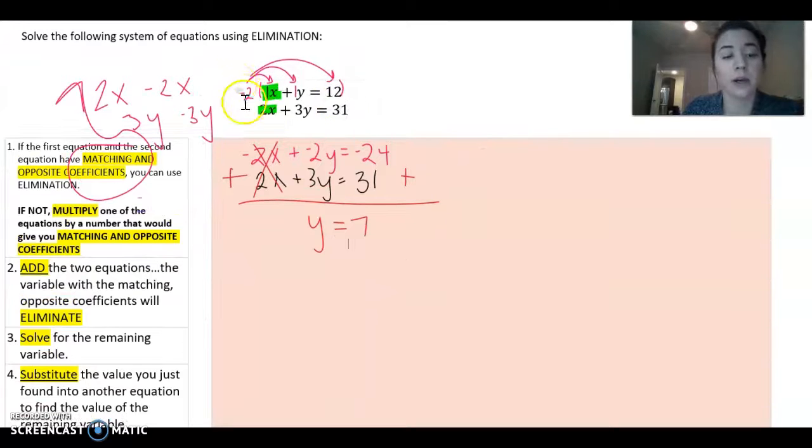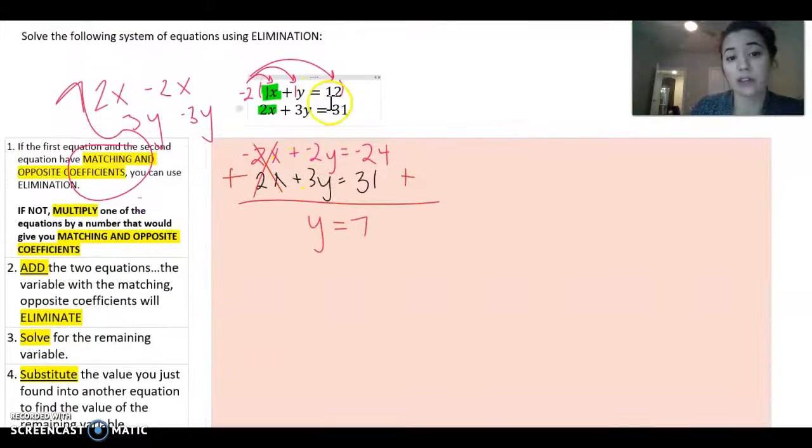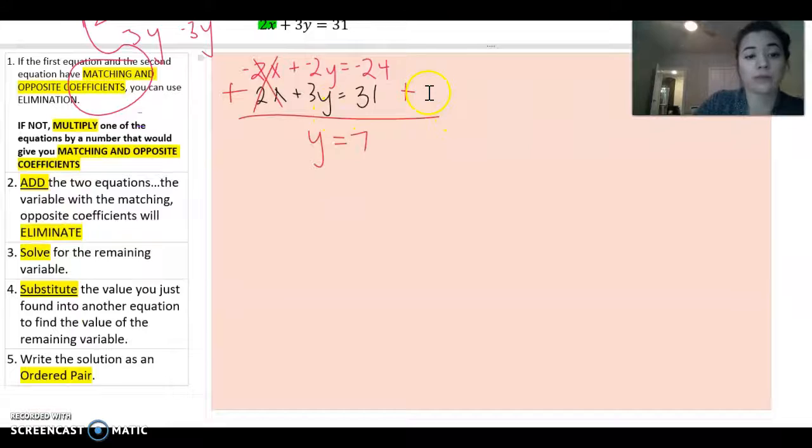So again, we multiplied by negative 2 up here, so that way we could cancel out the x's. Now I could have chosen the 3's. If I decided I wanted to cancel out the 3's, this 1y would have needed to be a negative 3, so I could have multiplied by negative 3. But I chose the x's. If you did it with the y, you would get the same answer though.